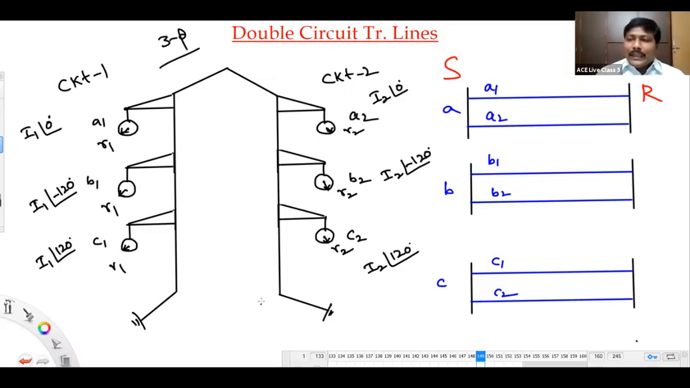If you have three phases here, phase A with A1, A2, phase B with B1, B2, and phase C with C1, C2, you take up the GMR of phase A, GMR of phase B, and GMR of phase C. The geometric mean of these three GMRs will be the GMR of the system, to be taken up in the inductance per phase calculation.